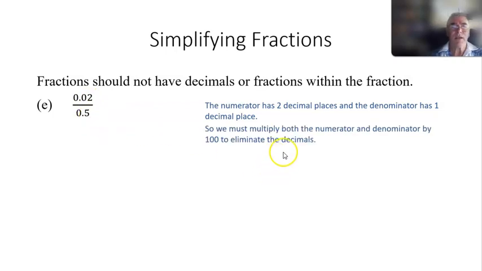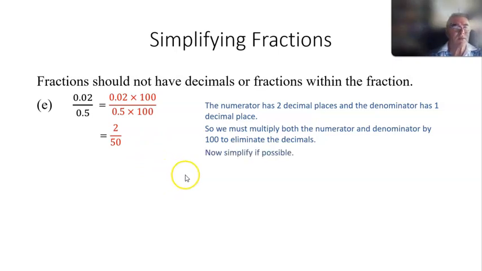So what that means is we need to multiply both the numerator and denominator by 100 first of all to eliminate the decimals. If I only multiply them both by 10, it doesn't eliminate the decimal in the numerator. So that's why we've got to multiply by 100 because of the 2 numbers after the decimal point. So 0.02 times 100 and 0.5 by 100, and we get 2 over 50. Now that is not the simplified answer. Sometimes it will be, but it's not.